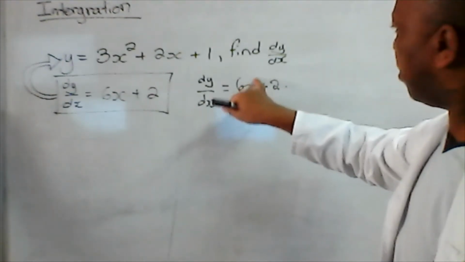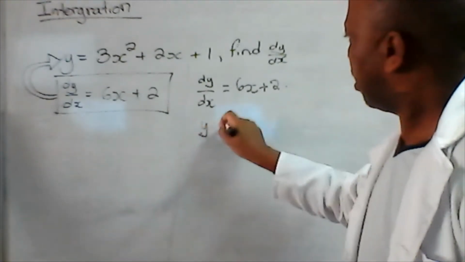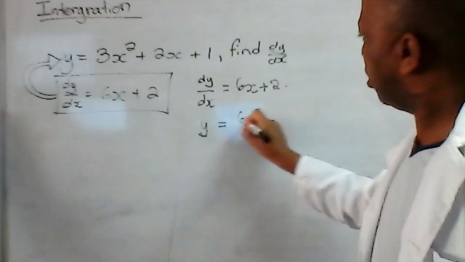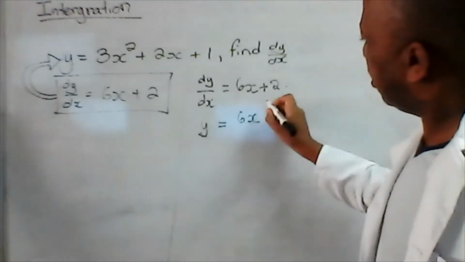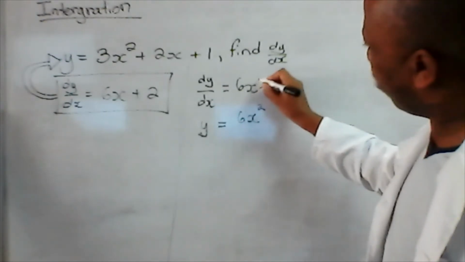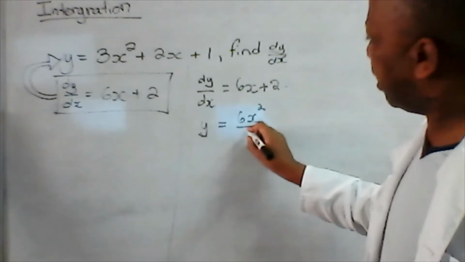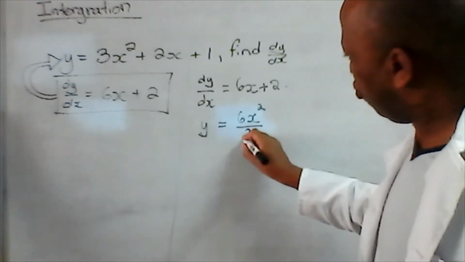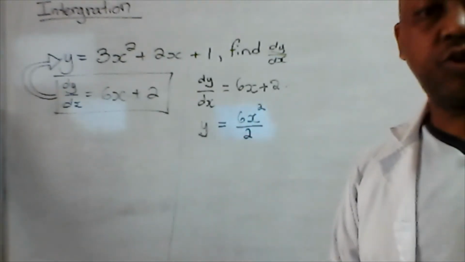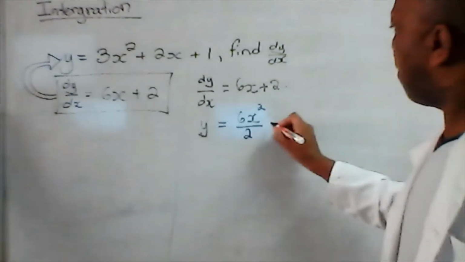We have 6x. The power is 1 there, so y equals 6x to the power 2. You add 1 to the power, so it's 1 plus 1, 6x to the power 2, and you divide by the new power, which is 2. Add 1 to the power, divide by the power, plus.